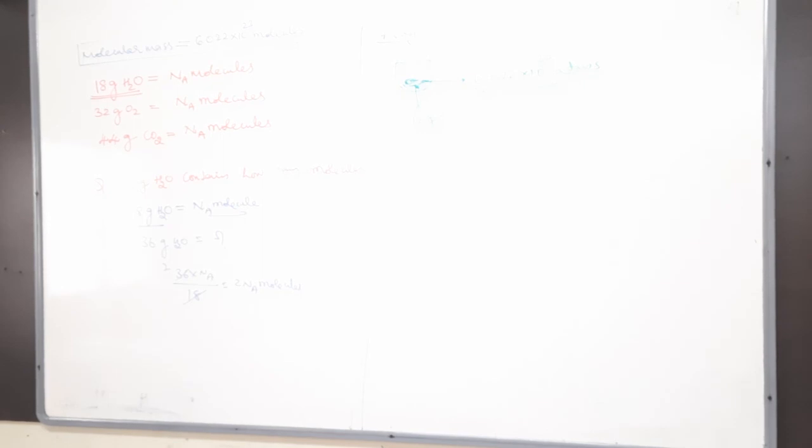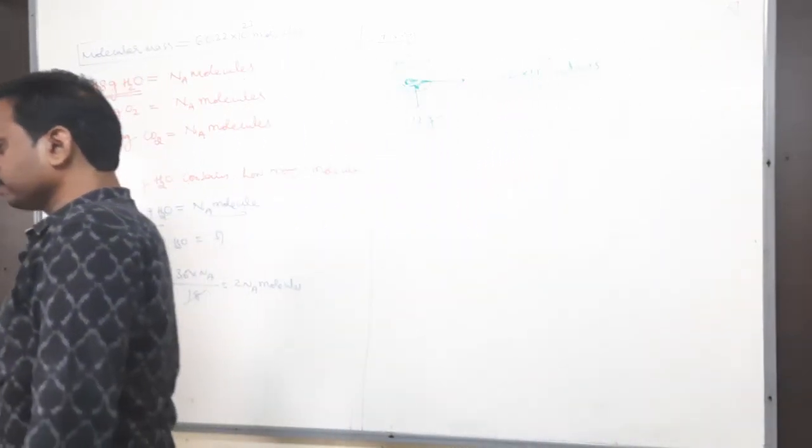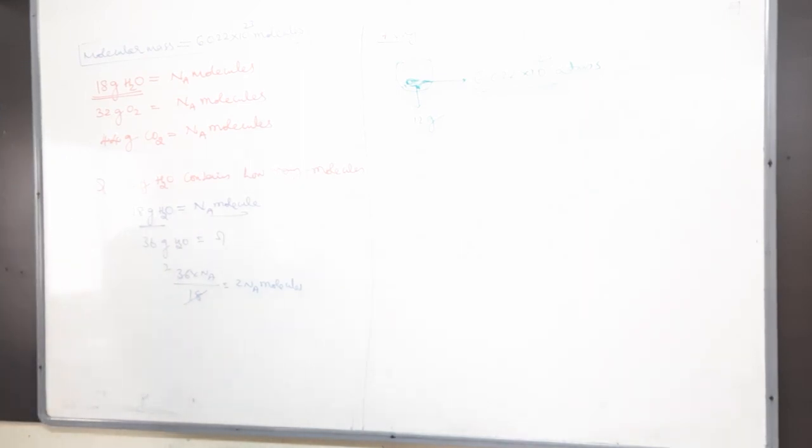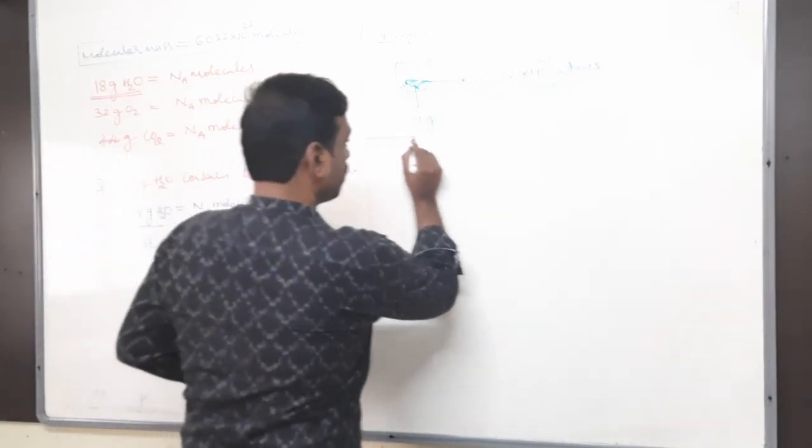The number of atoms present in 12 grams of carbon-12 isotope is called the Avogadro number. Right. This Avogadro number is related to atomic mass and molecular mass.